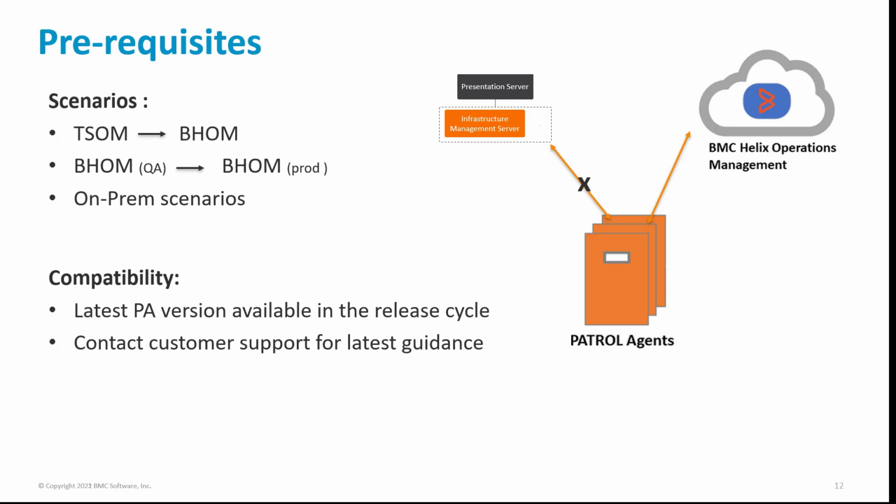If you are planning to migrate the patrol agents to BHOM, BMC recommends that you should upgrade the patrol agents to the latest version or a minimum of 22.1 with the latest patch as of today. Some previous patrol agent versions are also capable of talking to TSOM and BHOM, and if any further help is needed to make such a decision, you can contact customer support, which can enable you with the latest recommendation.